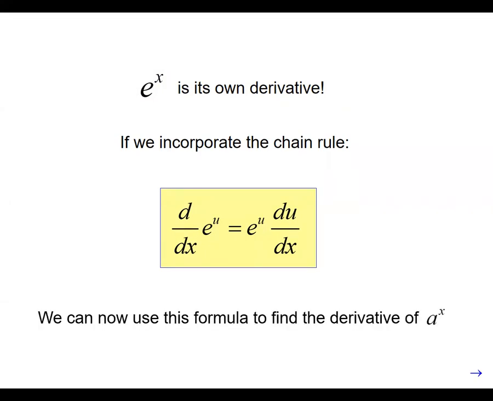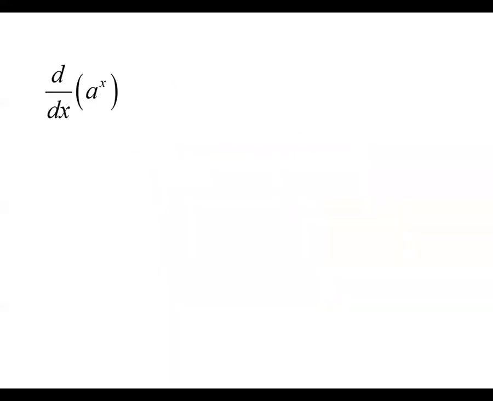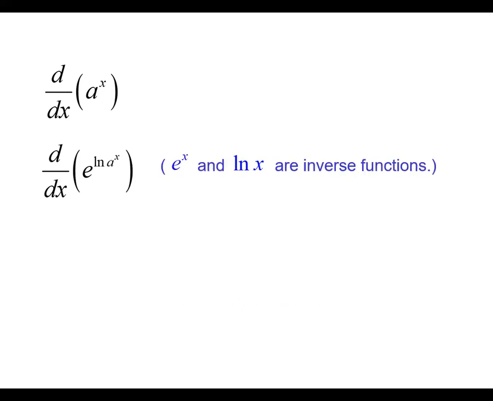So now let's do it for any base instead of just the base of e. If I take a to the x and I want to take its derivative, remember that we can rewrite this as e to the ln of a to the x. E to the x and ln of x are inverses, so if you compose them together, they just cancel each other out. So e to the ln of a to the x is just a to the x. It's like square rooting something that's squared. Remember we have log laws that say I can bring the power down out in front, so the x comes down out in front.